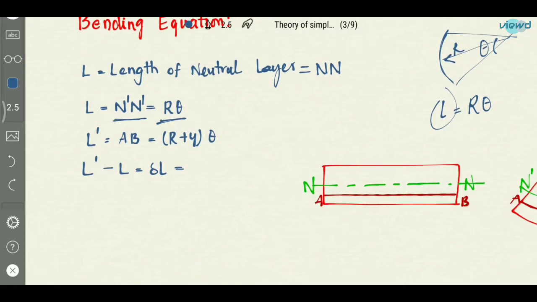But we know that the length of the neutral layer will not change. By definition of neutral layer, the length of the neutral layer will not change. So this length before is equal to length after. Let us say this is L dash. L dash is the final length and L is the initial length, but these two are the same only. So L dash is given by AB, there is another layer AB, which is L dash.